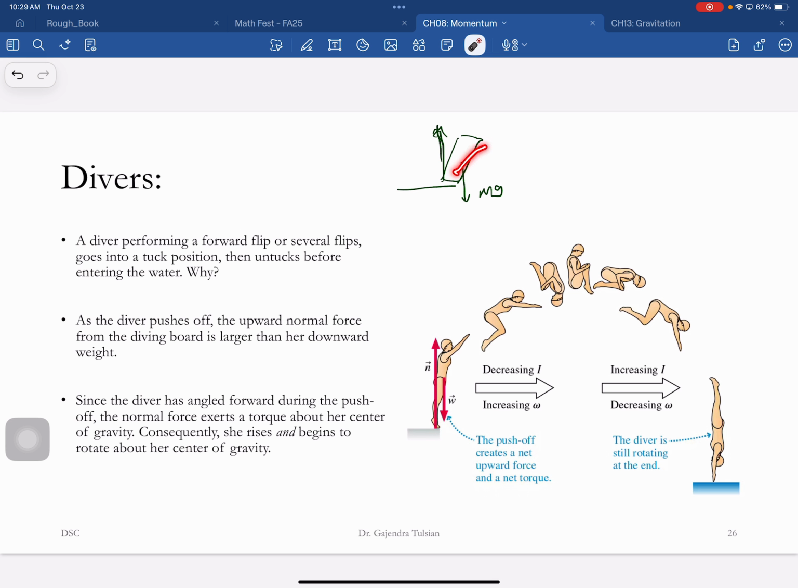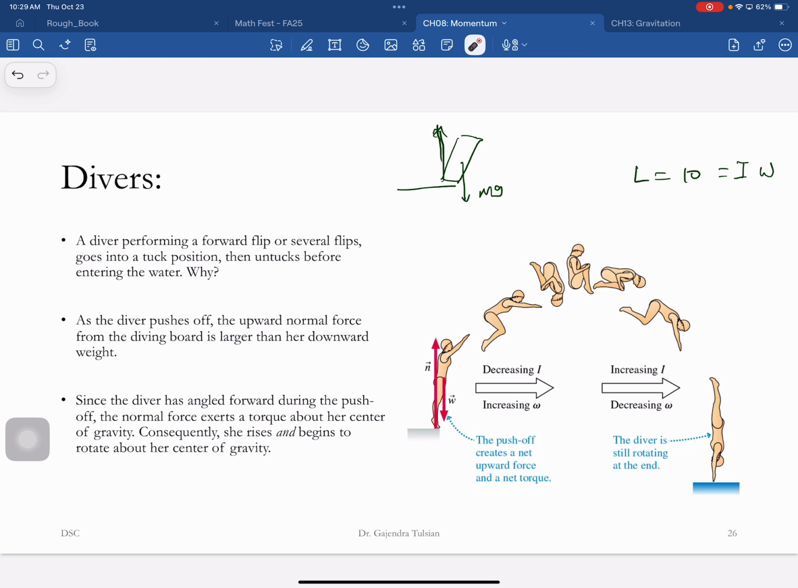And once you're in the air, the only force acting on you is gravity, and there is no torque about the center of mass. So once you jump off, you have so much angular momentum, let's say 10 units, and that angular momentum is constant till you hit the water. It's not changing through the entire motion. This is equal to her moment of inertia times her angular speed.